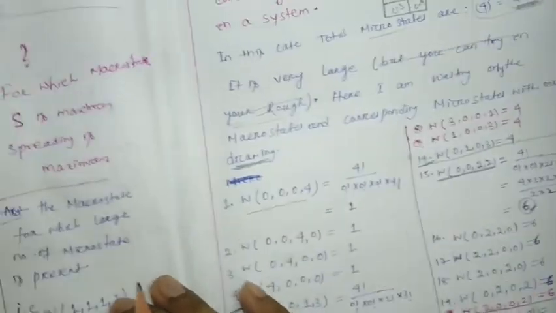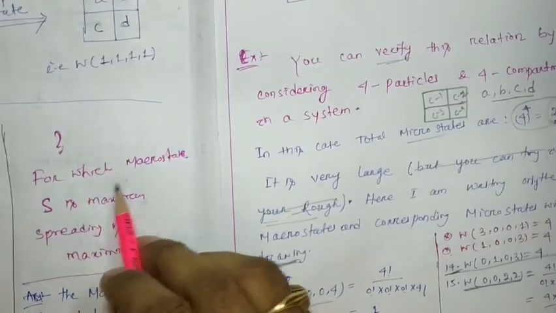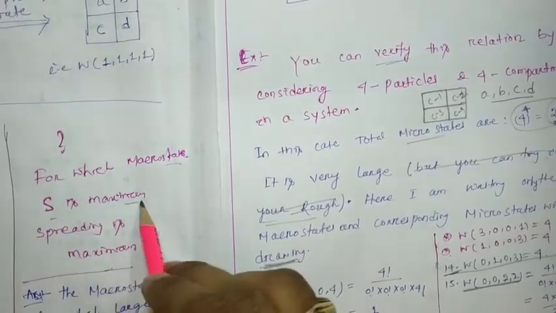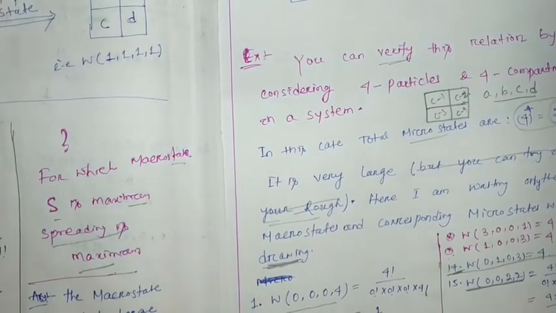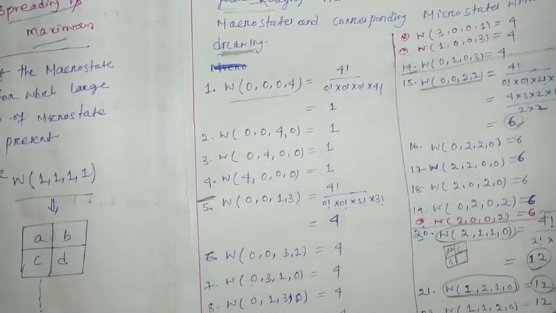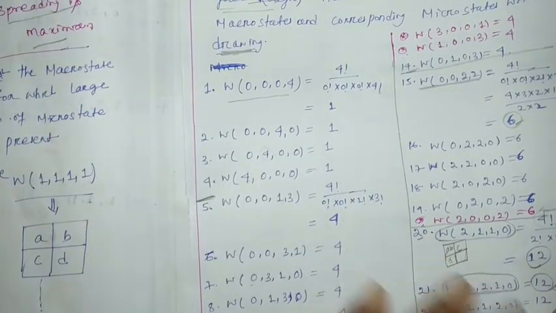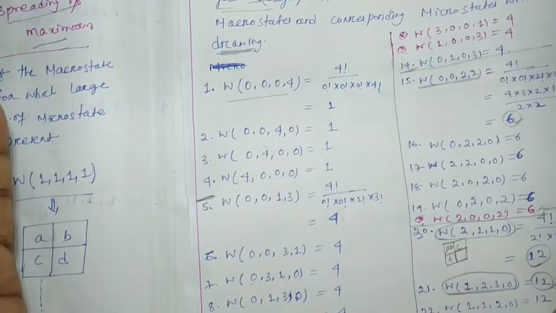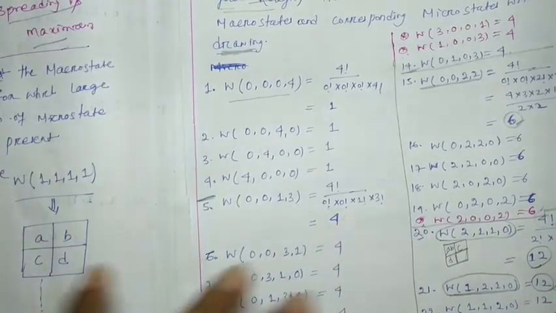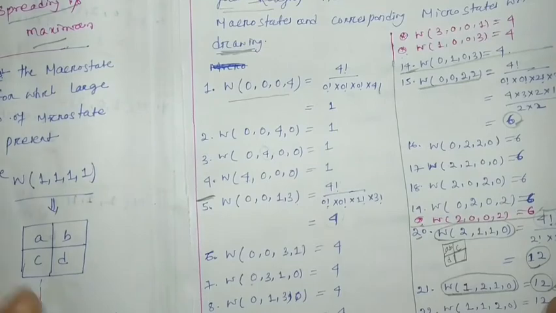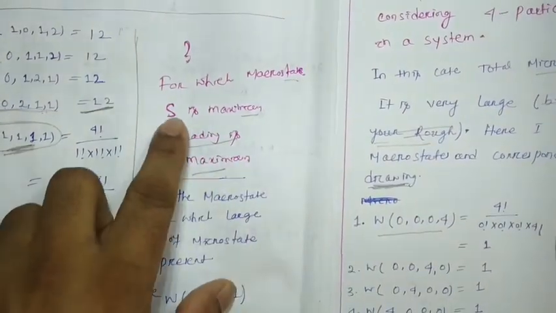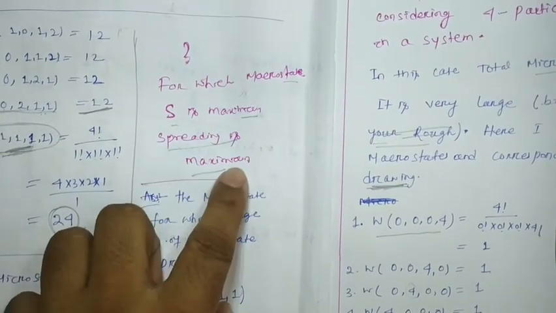The question is: for which macrostate is S maximum, that is, spreadness is maximum? Each macrostate has some spreadness, but from one macrostate to another the spreadness changes. So if we consider all the macrostates, which macrostate has maximum S, or maximum spreading?